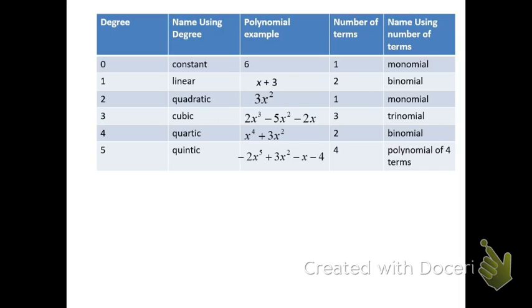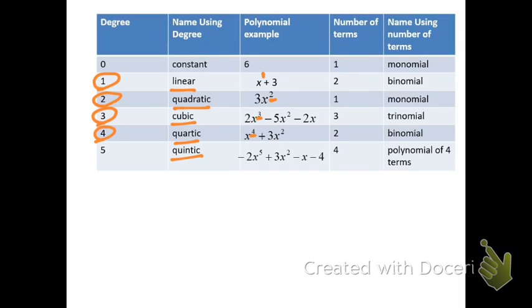Meaning, that's a 1 right there. So that's why it is a degree of 1. That's a 2. That's why it's a degree of 2. The highest degree here is a 3. So that's why it's a degree of 3. The highest degree is 4. So it's a quartic, and so on and so forth. These are the words that you use to classify a polynomial function based on degree.